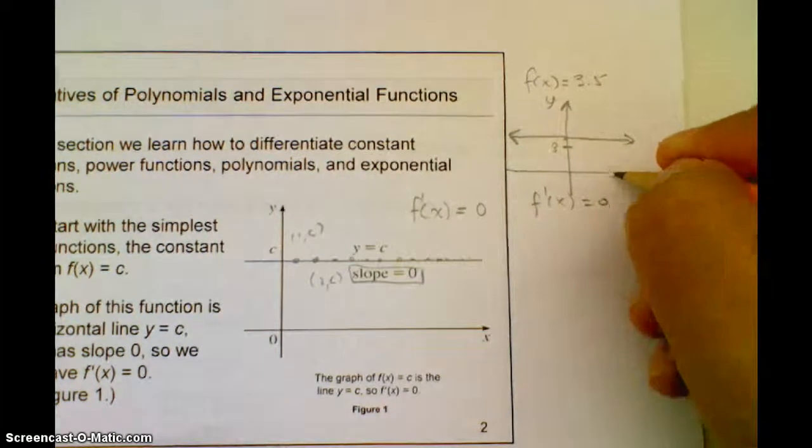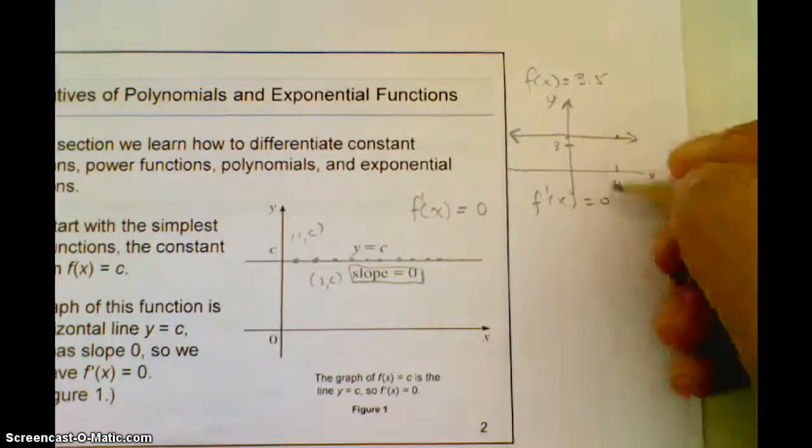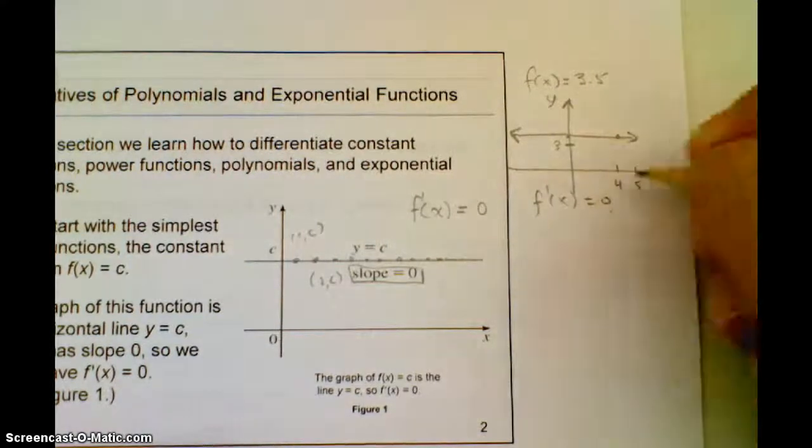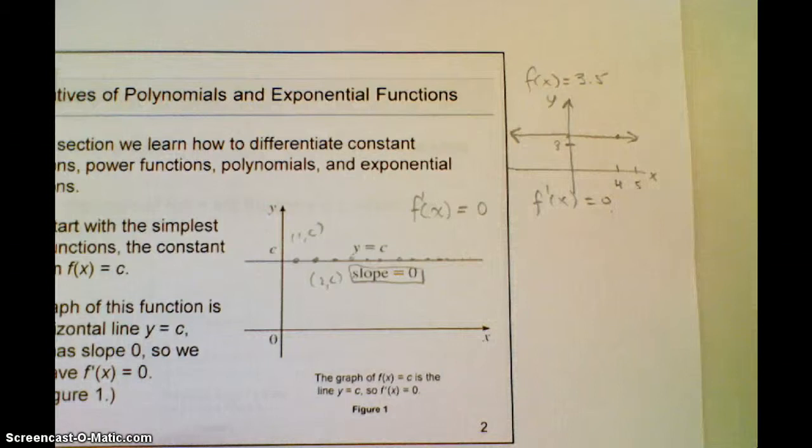If I ask you for the derivative at 4, what's the derivative at 4? 0. What's the derivative at 5? 0. What is the derivative at pi? 0. What is the derivative at 100,000? Still 0.